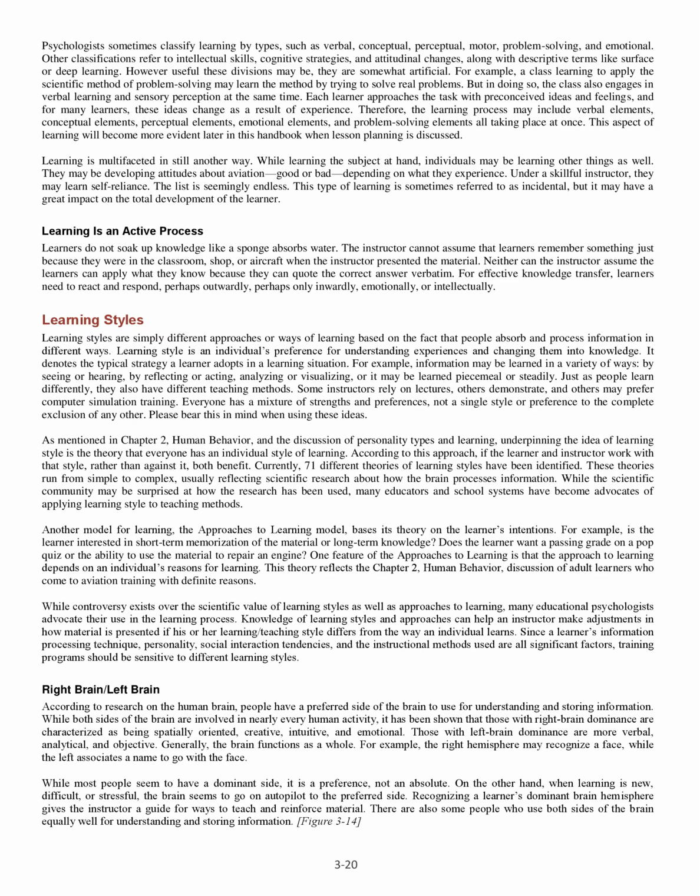Other classifications refer to intellectual skills, cognitive strategies, and attitudinal changes, along with descriptive terms like surface or deep learning. However useful these divisions may be, they are somewhat artificial. For example, a class learning to apply the scientific method of problem solving may learn the method by trying to solve real problems.